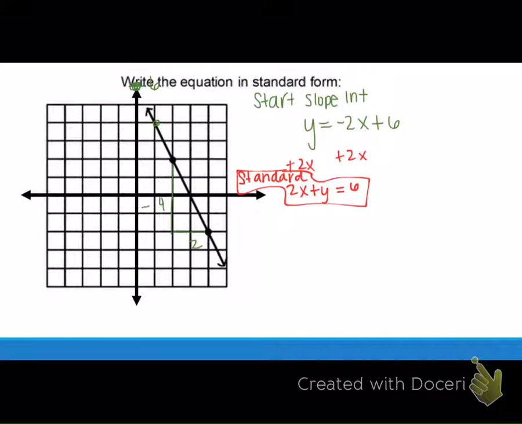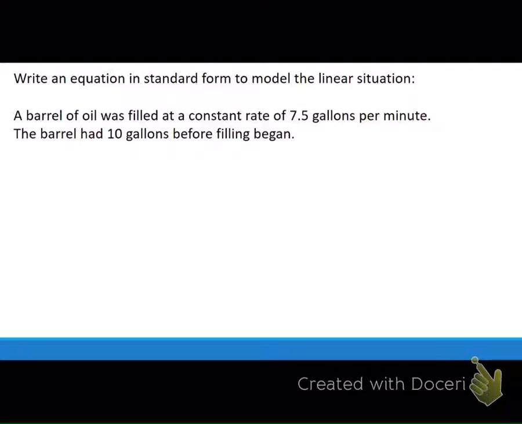Okay, last one here. Write an equation in standard form to model the situation. A barrel of oil is filled at a constant rate of 7.5 gallons per minute. The barrel had 10 gallons before filling began. So, write the equation for me. What is the equation of this? Josh. y equals 7.5x plus 10. Perfect. But it wants it in standard form. So what do I have to do, Justin?